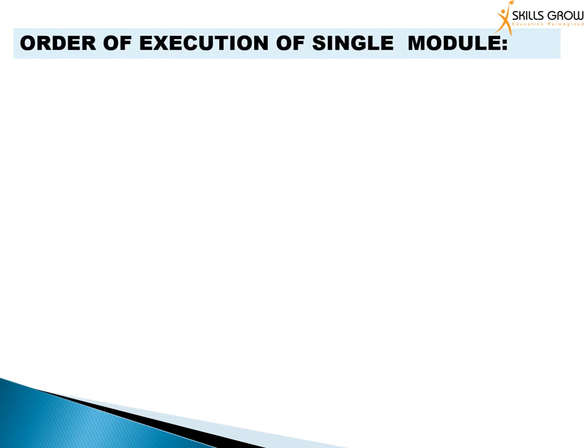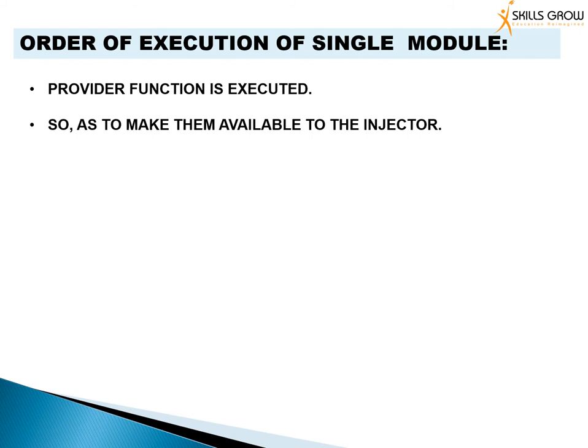Order of execution of single module. Provider functions are executed so that they and the services they provide are available to the injector. After that, configuration blocks are executed. Configuration blocks of the required module execute before any requiring module executes.